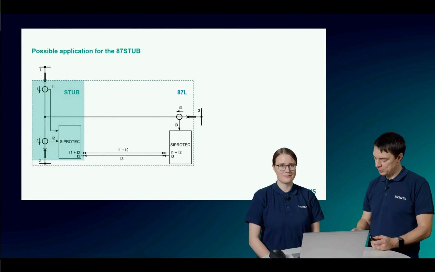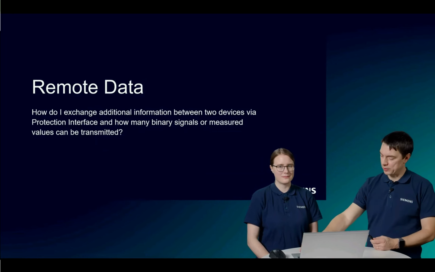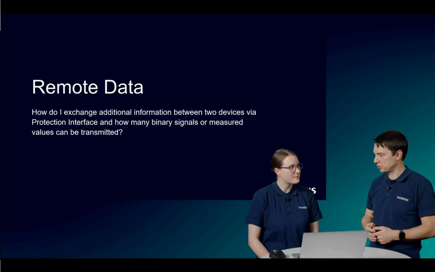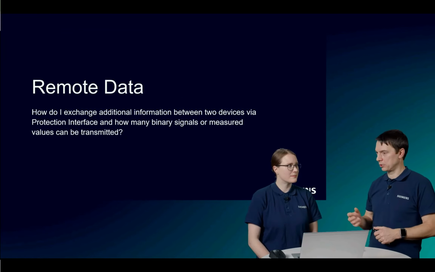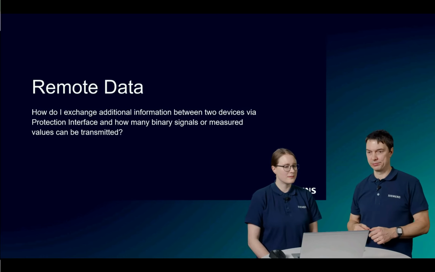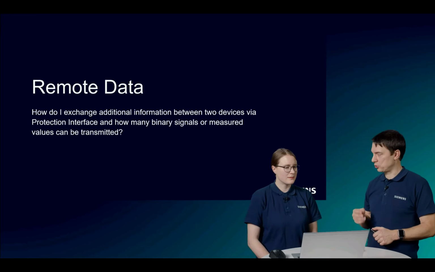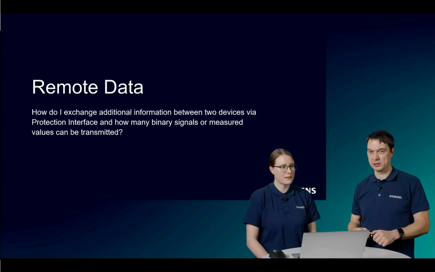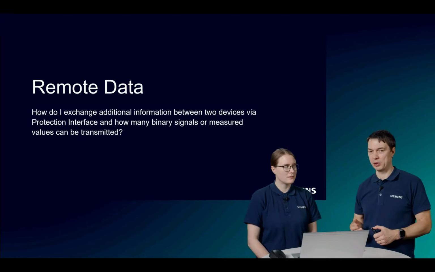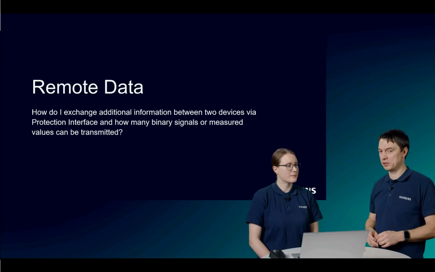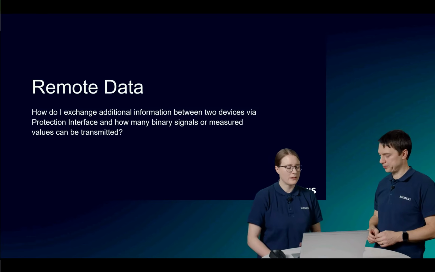Okay, thank you, Nina. In our webinars we highlighted mainly the line differential protection and focused on the communication using exchange of phasor data. But maybe we missed this one: there's also a question about additional information which I can send over this communication channel. This is what we call remote data. How do I exchange additional information between 2 devices via the protection interface? And how many binary signals or measured values can be transmitted?